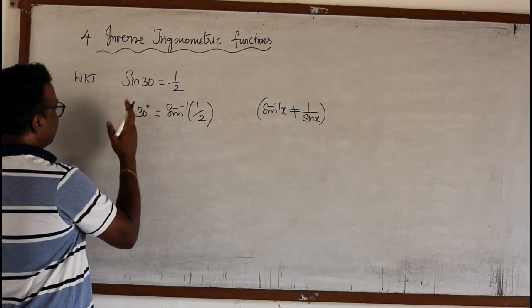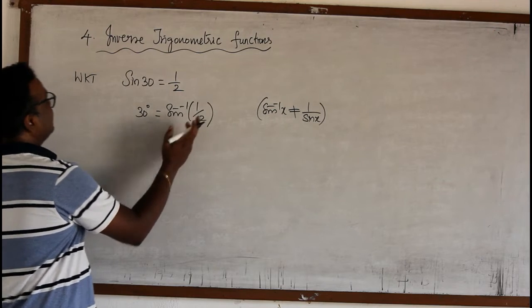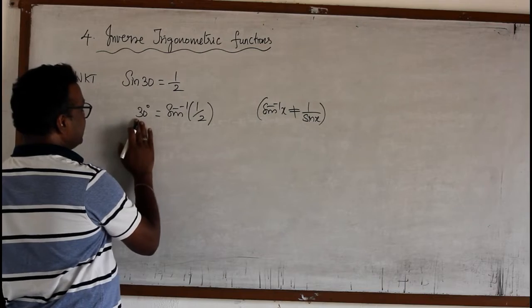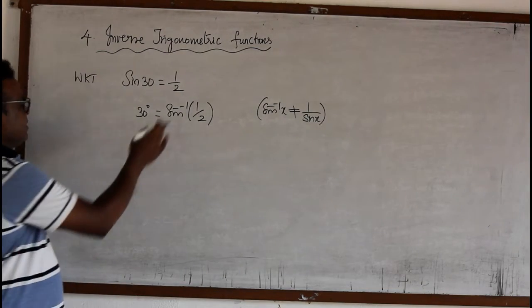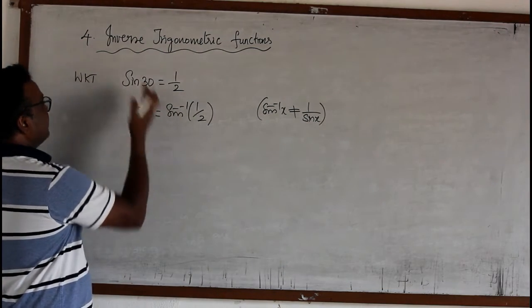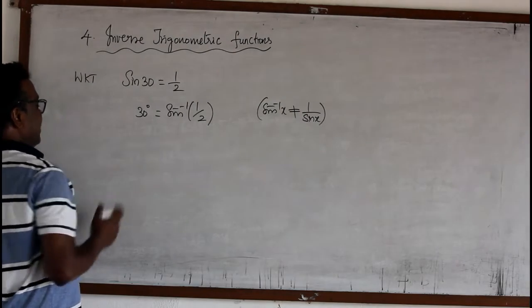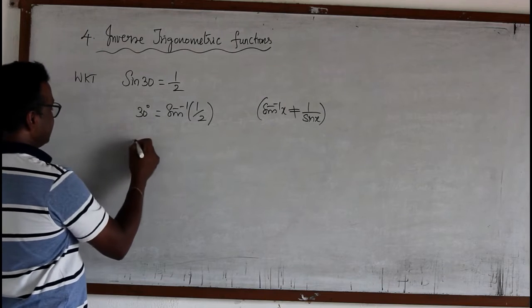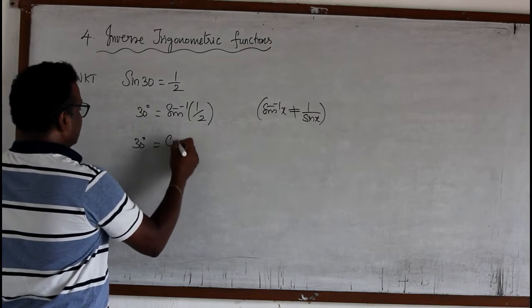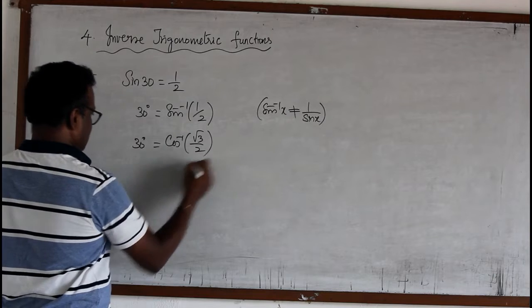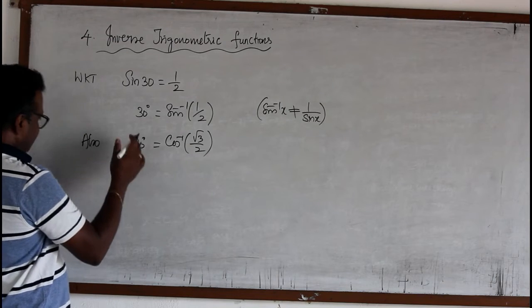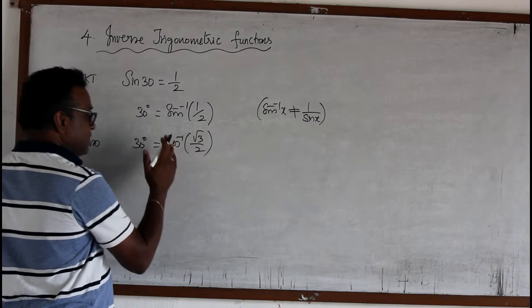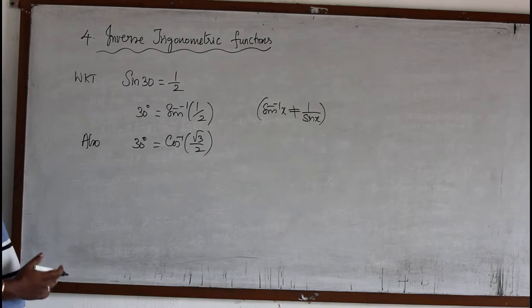That means I am studying the value of the angle in terms of trigonometric ratio. The inverse trigonometric function will give the angle value. It is not necessary that I give it only in terms of sine. The same 30 degree can be written as cos inverse of root 3 by 2 also. So I can give this 30 degree in any term.